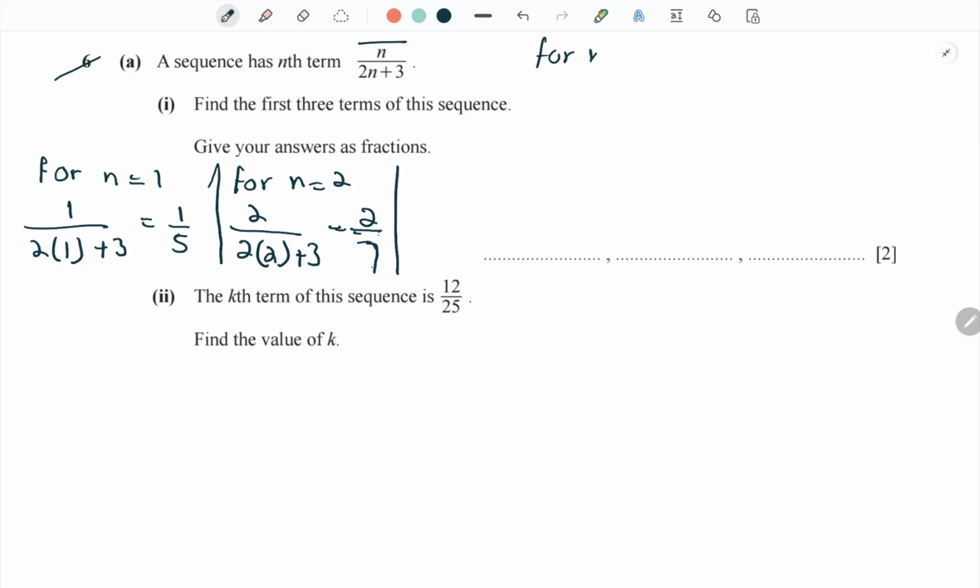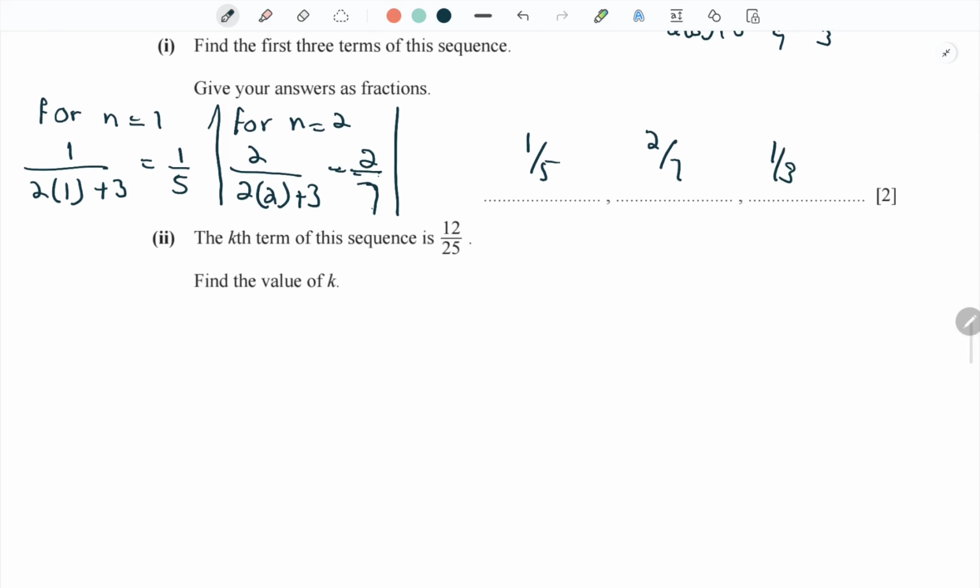For n equals 3, so 3 over 2 times 3 plus 3, so 3 over 6 plus 3, that is 9, so 3/9, or we say 1/3. So these are the three terms: 1/5, 2/7, and 1/3.